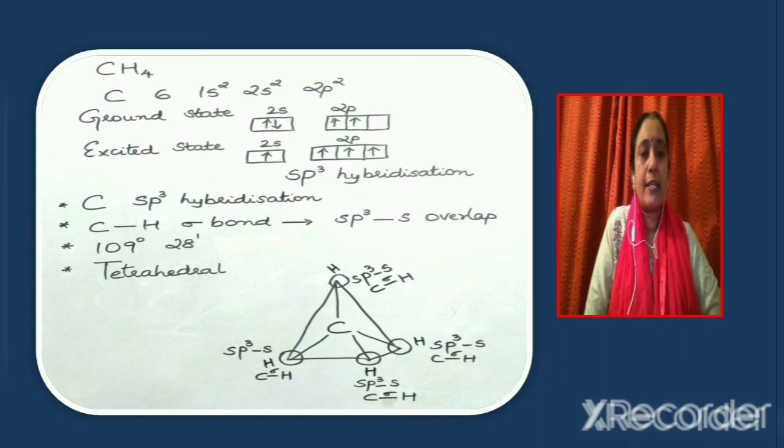Therefore, carbon in methane is under sp3 hybridized state. 4 sp3 hybrid orbitals will be available with carbon. Next, we have to consider how the 4 CH sigma bonds are formed. Each of the CH sigma bond is formed by the overlap of the sp3 hybrid orbital of carbon with the s orbital of hydrogen. The 4 sp3 hybrid orbitals will be oriented at an angle of 109 degree 28 minutes. Therefore, methane molecule is tetrahedral.